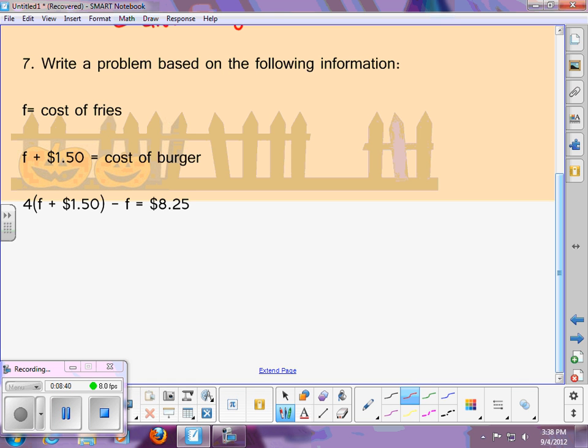order. They tell me, first of all, F is going to stand for the cost of fries. Then F plus $1.50 equals the cost of a burger. Then 4 times the quantity, F plus $1.50 minus F equals $8.25. So from the first statement, I can write out the question. What is the cost of fries?